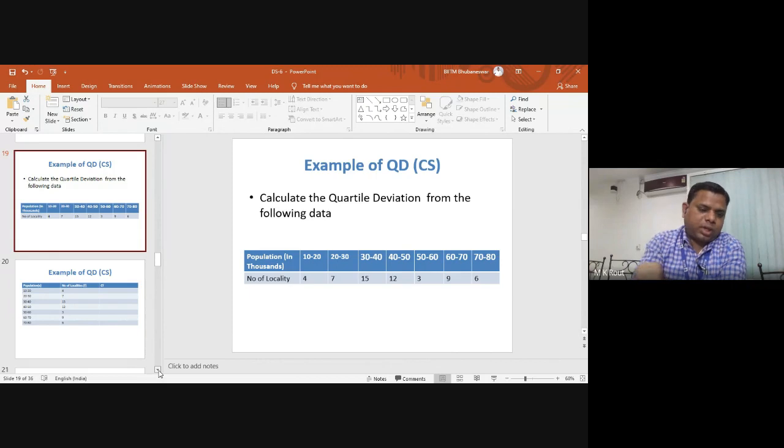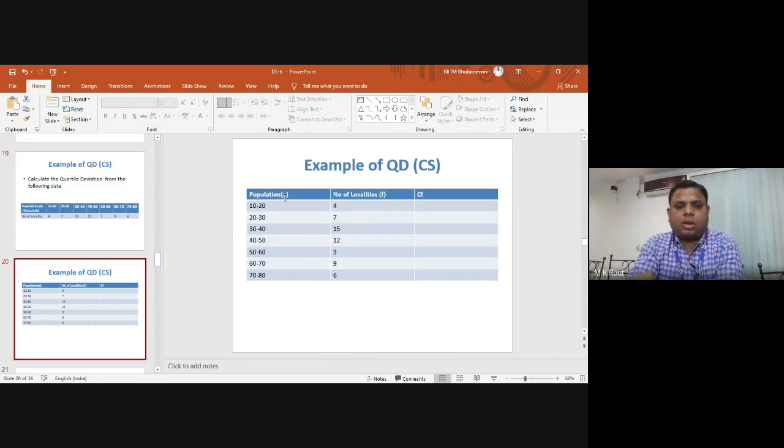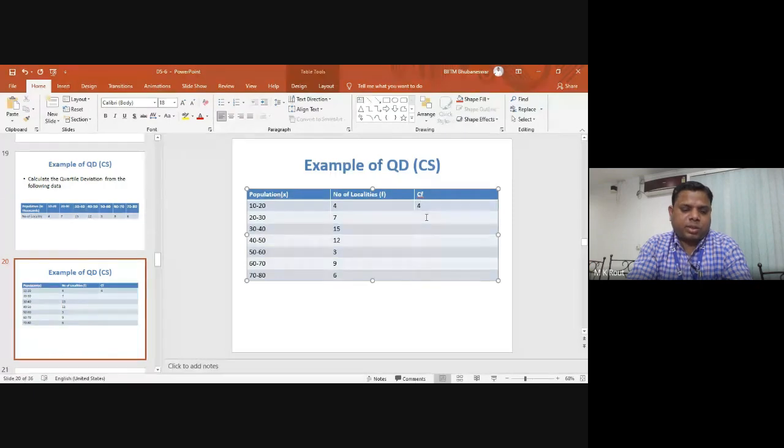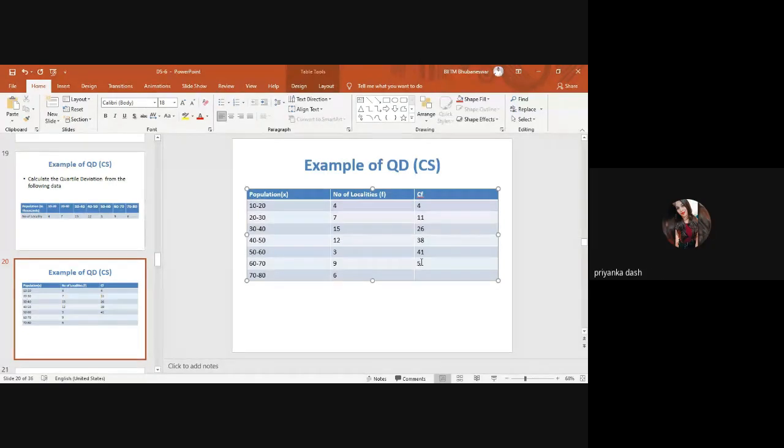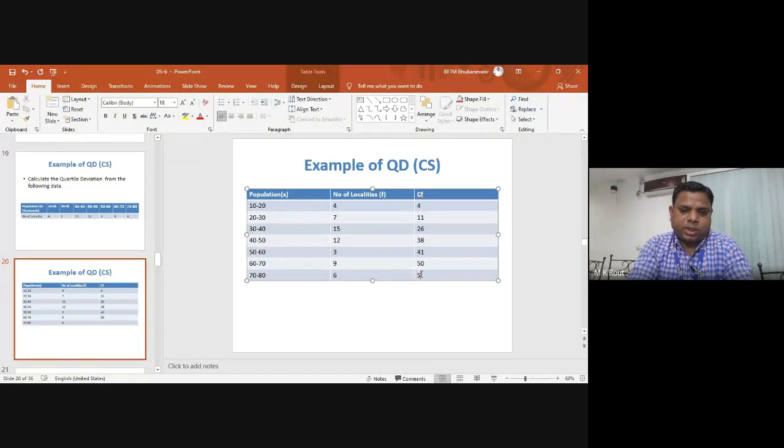Clear? So for that, I made this particular table. Here, the population is in the form of x, and the number of localities is given as frequencies. First, you have to calculate the cumulative frequency. For the first row, that is 4. For the second row, 4 plus 7, that is 11. The next one is 11 plus 15, that is 26. 26 plus 12, how much? That is 38. 38 plus 3, that is 41. 41 plus 9, that is 50. And 50 plus 6, that is 56. Clear?